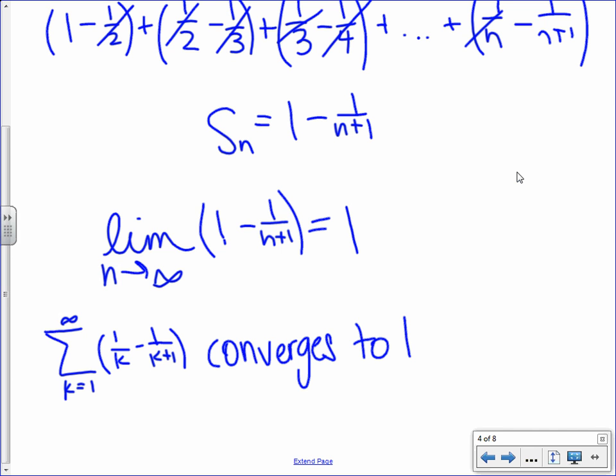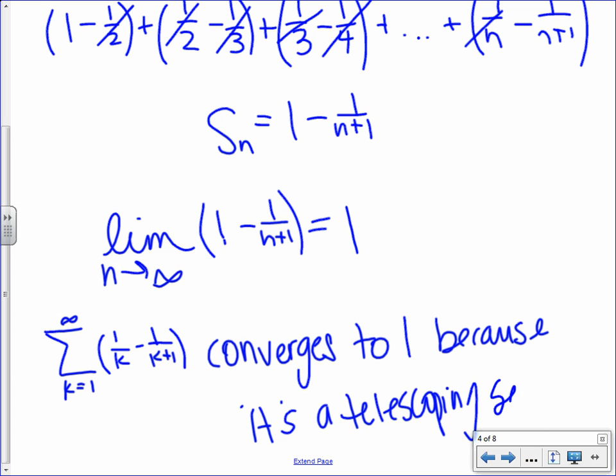Anytime you find whether a series converges or diverges, you need to tell me why. So when this happens, I want you to tell me, because it's a telescoping series. Why is this telescoping? It's because things are canceling out and you're only left with the first and the last term of the sum. Therefore we can take the limit of the sum.